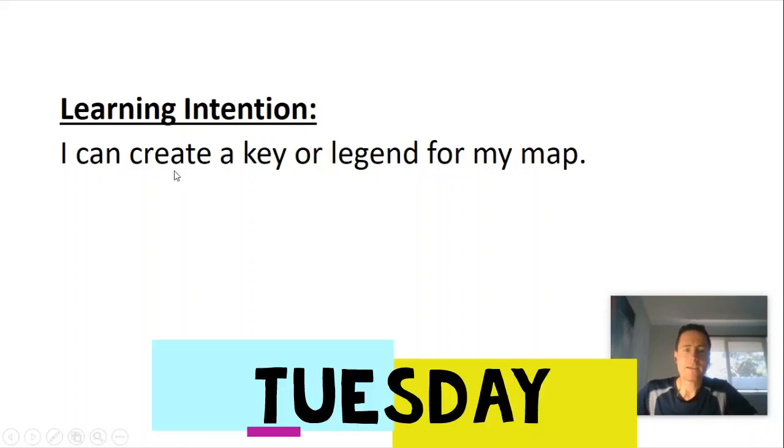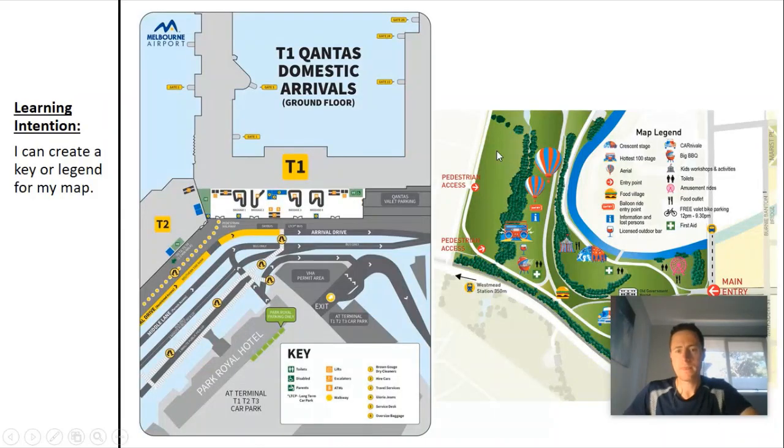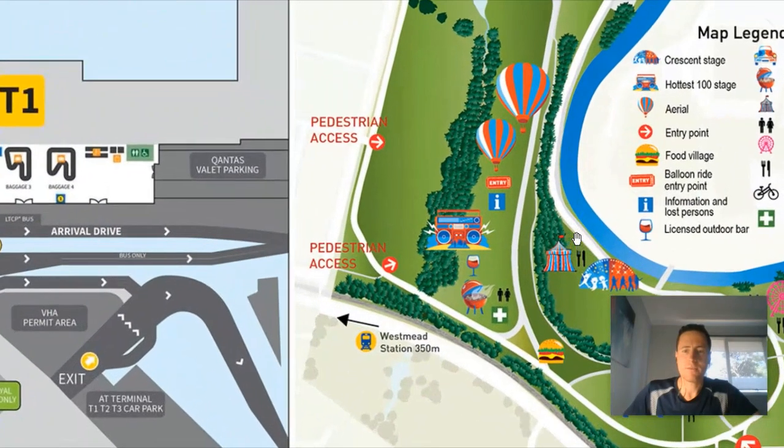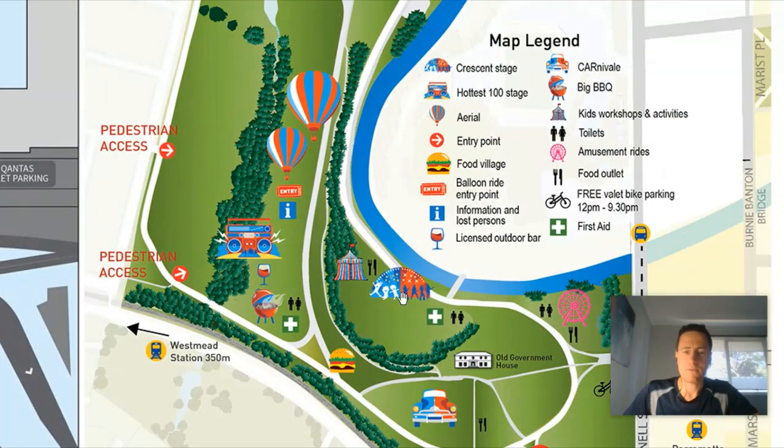In this lesson we're going to be creating a key or a legend for your map. Now a key and a legend, they're both the same thing. They're normally found in the corner or on the side of a map. So in this case they've called it a key, and in this case they've called it a legend, and they both do the same thing. They actually tell the reader of the map what all the different little symbols on the map mean.